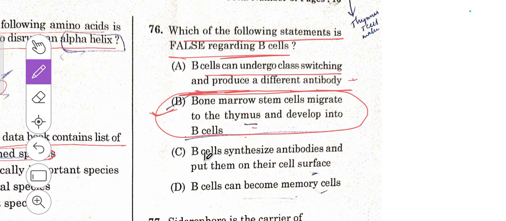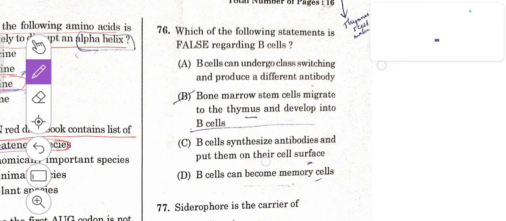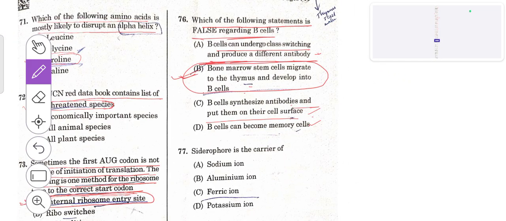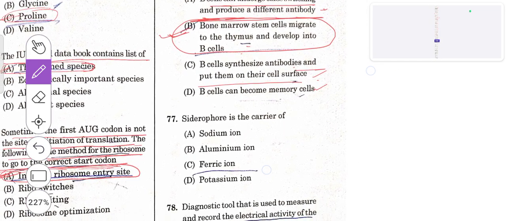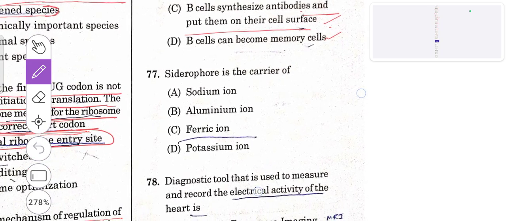So B is the right answer. B cells synthesize antibodies and put them on their cell surface. Okay. B cell can become memory cell. It is also true. So B is the right answer. Where bone marrow stem cells migrate to the thymus and develop into B cells? No.